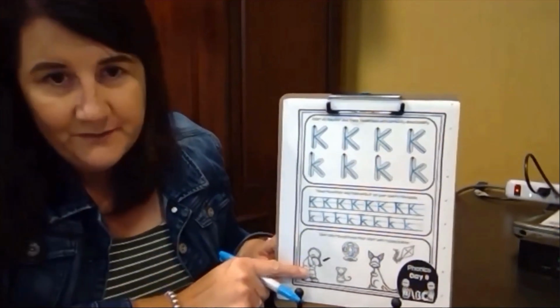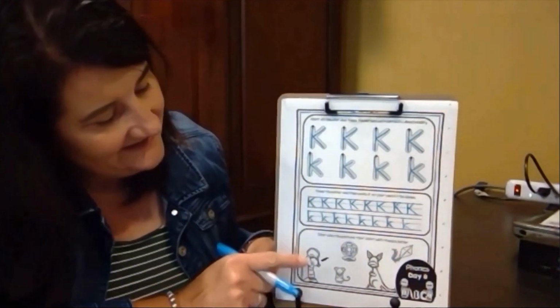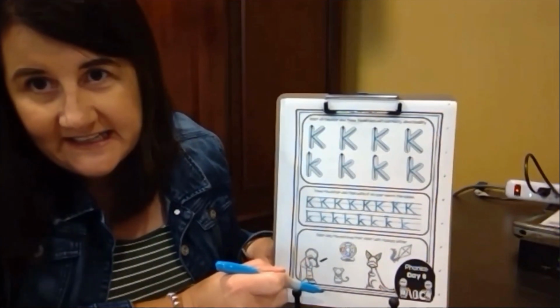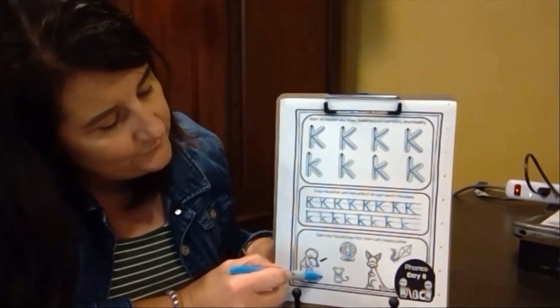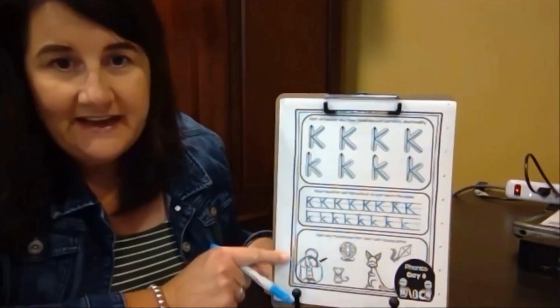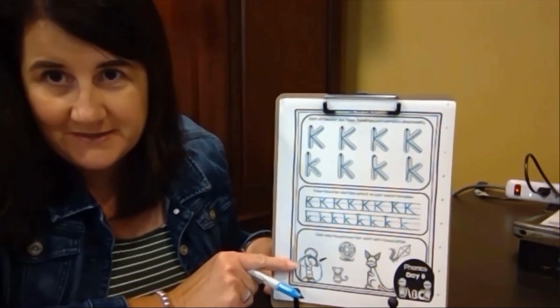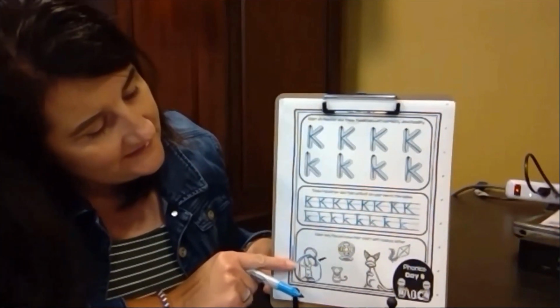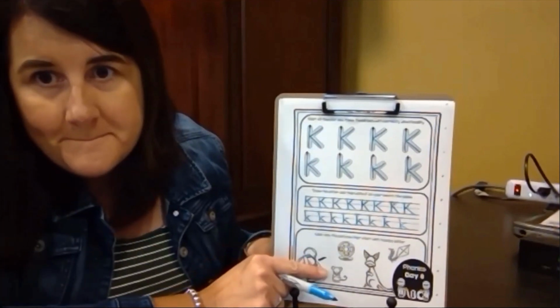So right here, we have a kid. So kid starts with K. So I'm going to circle the kid, and then when you have time, you're going to take your time to color the kid. Next, we have a mouse.